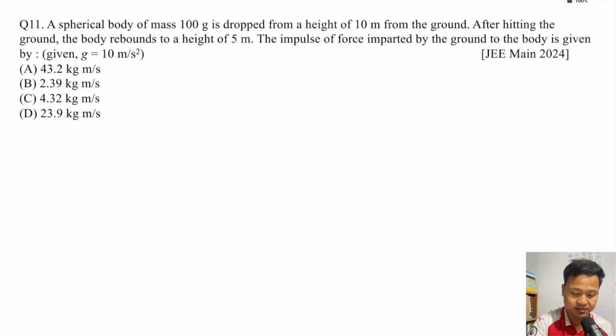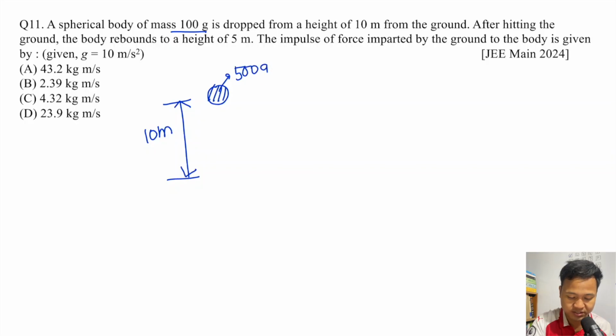Okay. A spherical body of mass 100 gram is dropped from a height of 10 meter. So the ground is 10 meter below. It is dropped like a ball. So spherical body, mass 500 gram. Okay. It is dropped, and then it rebounds, like a cricket ball.